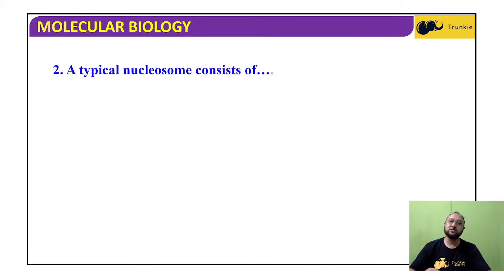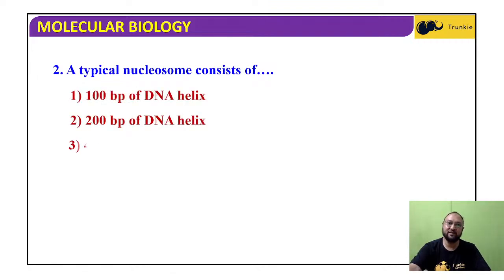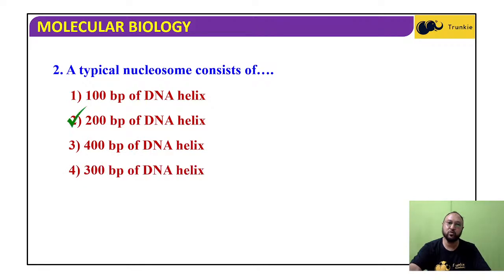A typical nucleosome consists of how many base pairs: 100, 200, 300 or 400? It is 200 base pairs. Okay, 200 base pairs of DNA helix are there in one nucleosome unit.